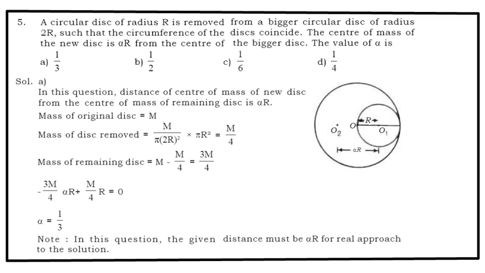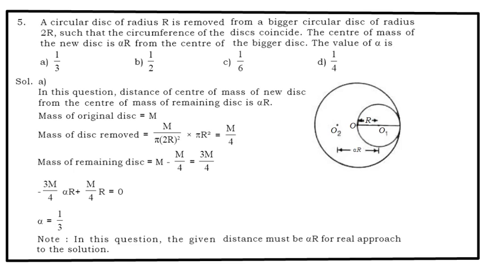Let us find out the mass of the disc which is removed. What is the mass per unit area of the whole disc? That is total mass upon area of the full disc, pi into (2r) the whole square. Multiplying by the area we removed, pi r square, that is m by 4. Now what would be the mass of the remaining disc? Capital M minus m by 4, that is 3m by 4.